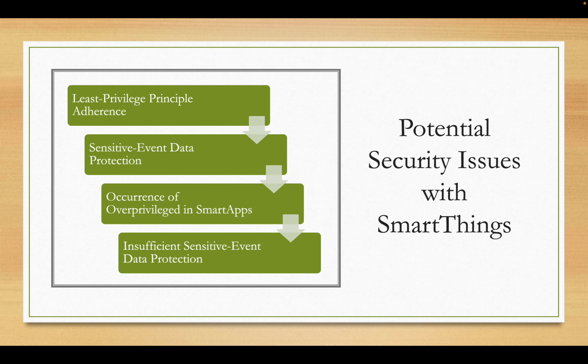So, we did find that there were potential security issues with SmartThings. We'll cover the least privilege adherence, sensitive event data protection, and the occurrence of overprivilege in smart apps and insufficient sensitive event data protection.